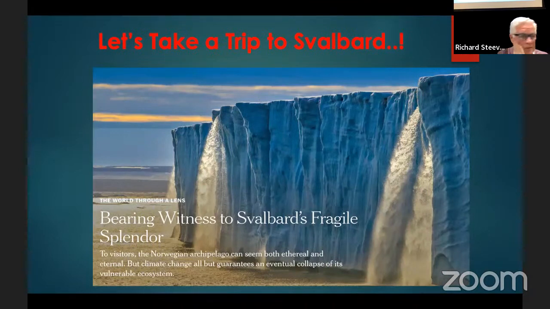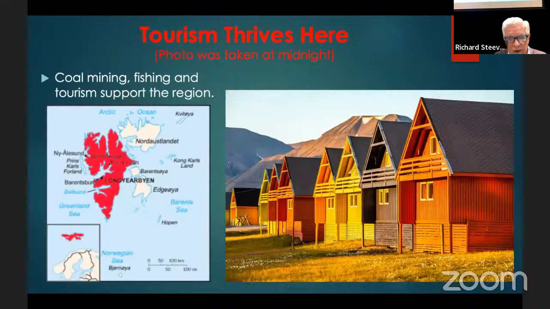Then this article came in the National Geographic, and I couldn't resist including it for you. Isn't that a spectacular picture of the gigantic amounts of ice on this island? It's actually an archipelago, quite a few islands, and only one large one is populated. The other ones are left as parks, so there are a lot of parks there. And so the author wrote, to visitors, the Norwegian archipelago can seem both ethereal and eternal, but climate change all but guarantees an eventual collapse of its vulnerable ecosystem, and he emphasizes that through the article.